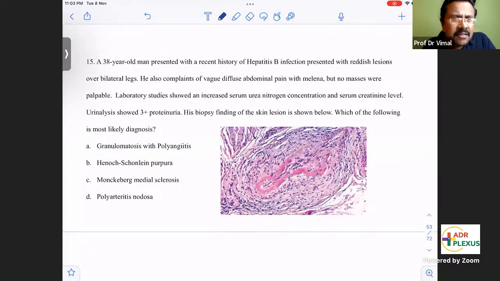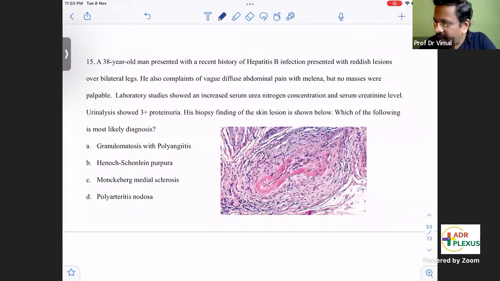A 38-year-old man with a recent history of hepatitis B infection presented with a reddish lesion over both legs. He also complained of vague diffuse abdominal pain with melena, but no masses were palpable. Laboratory studies showed increased urea nitrogen and serum creatinine levels. Urine analysis showed 3 plus proteinuria. Biopsy of the skin lesion is shown in the figure.